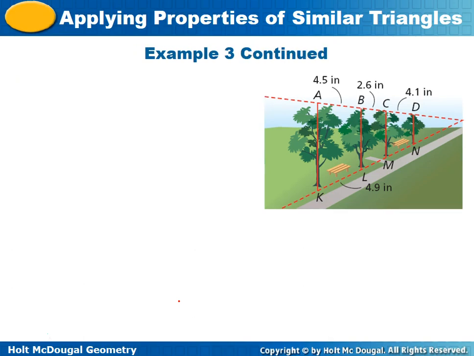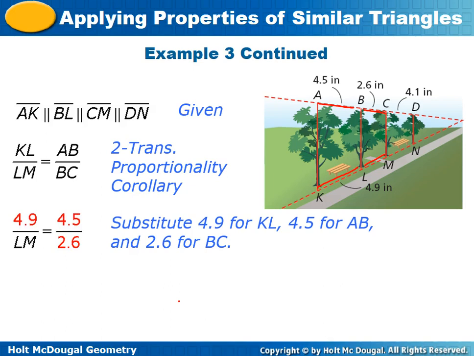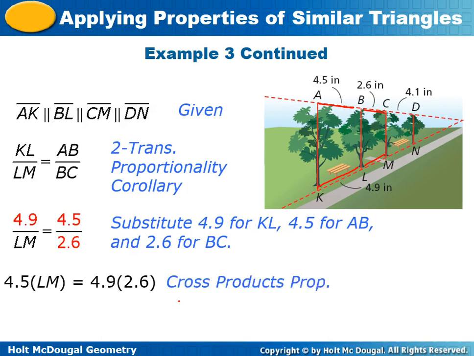On this one, again, if we look at this problem, we're going to compare sides to sides. We're given that all these lines are parallel, and we can then say that KL over LM is equal to AB over BC. That's how we're going to set this one up. Then all we're going to do is cross multiply, and I know you guys know how to do that. When we work through this problem, we get that LM is 2.8.